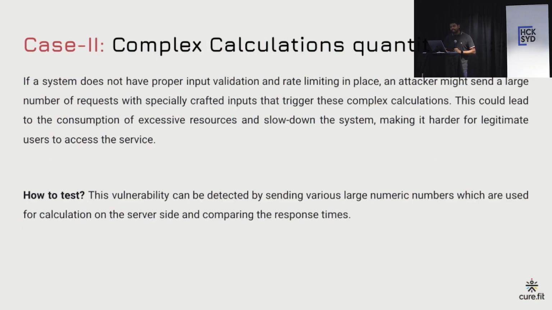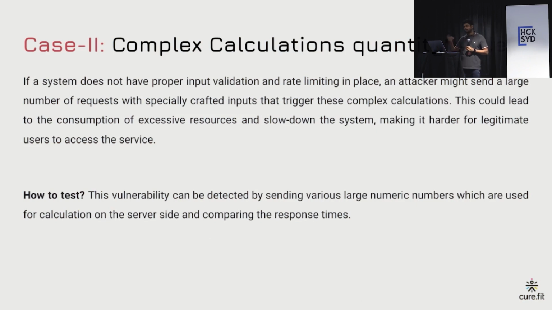Then comes the complex calculations, where generally we see in the e-commerce website, mainly quantity is multiplied with how much is the price of one particular product. Let's suppose you are buying a product which is of 500 rupees, and then you select the quantity of 2, 3 or 4, then they will simply multiply the quantity with the price of a single product. And let's suppose an attacker just intercepted the request and increased the quantity or maybe the price.